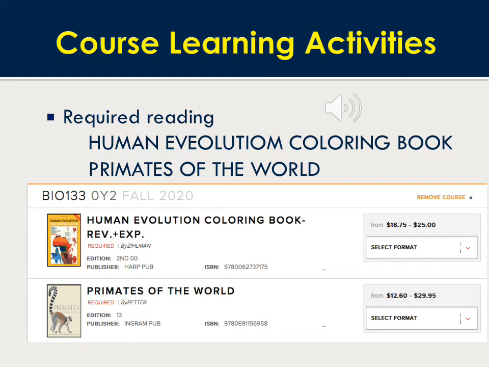So these are the 2 books for the course. Again, Primates of the World is going to be your text that you'll follow along with in the lectures. The coloring books will not have any coloring assignments, but will have a lot of supplementary and useful information as we talk about behavior, ecology, and evolution.